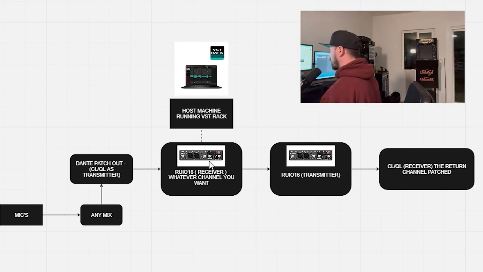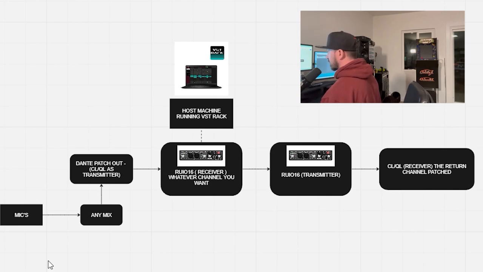Now, I want to get that back onto the console and usable, so then the RUIO16 becomes the transmitter, and whatever channel on the console I want to be the return, I patch that as the receiver. So this whole thing becomes a digital return onto a channel.